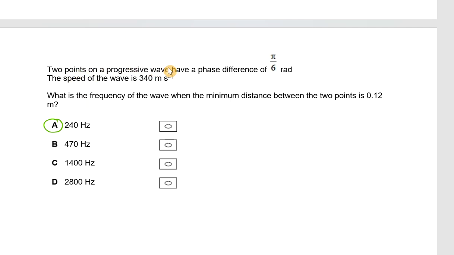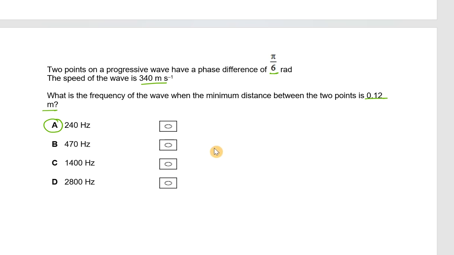Two points on a progressive wave have a phase difference of pi/6 radians. The speed of the wave is 340 meters per second. What is the frequency of the wave when the minimum distance between the two points is 0.12 meters?